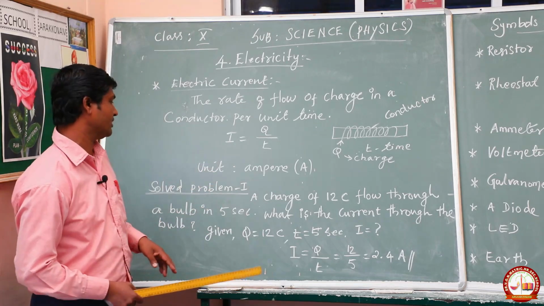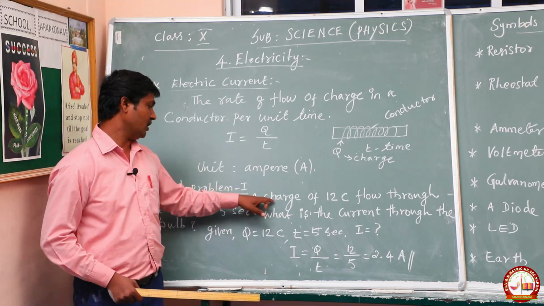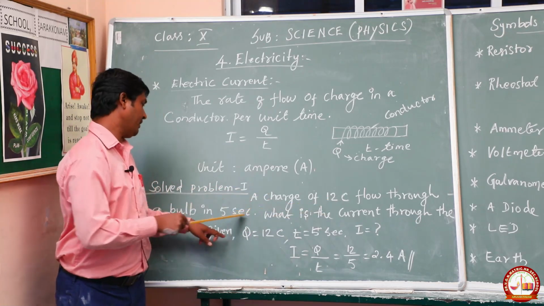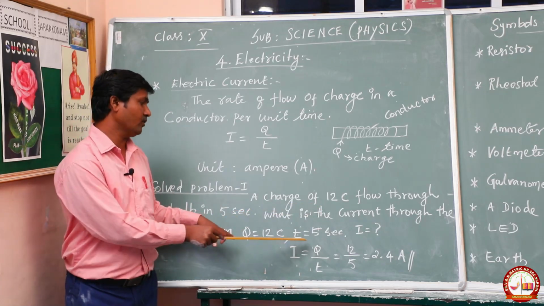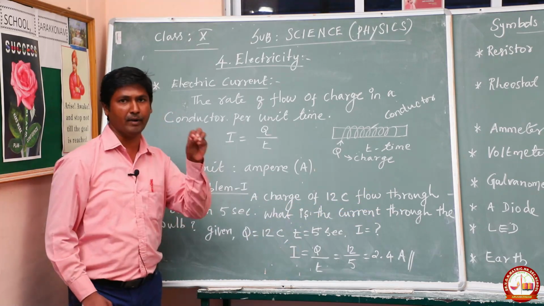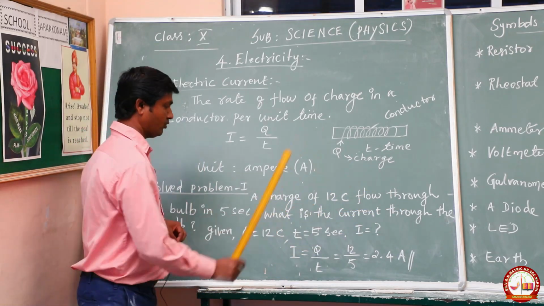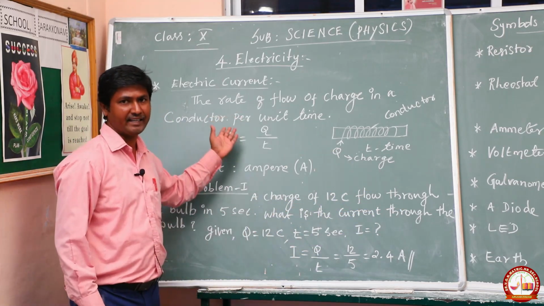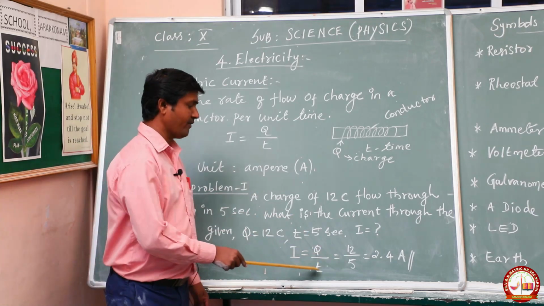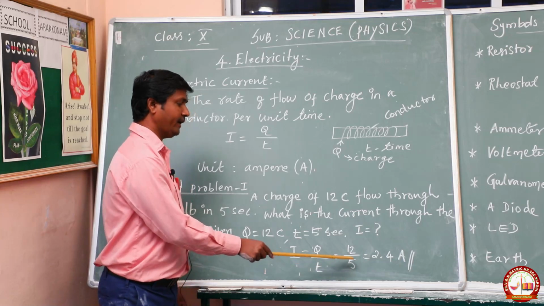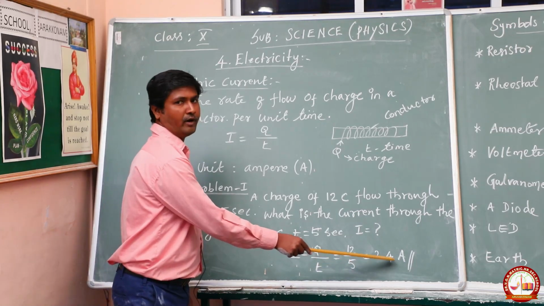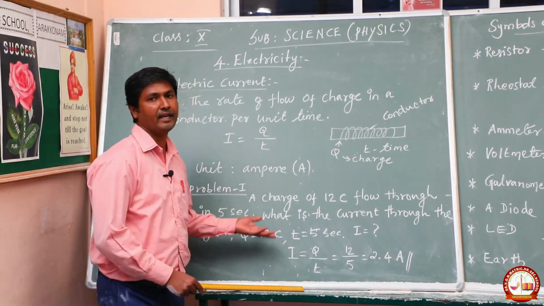First, understand the question. Charge is the symbol Q. Q is equal to 12 C and the time is 5 seconds. t is equal to 5 seconds. We have to find the current through the bulb, so I is equal to question mark. The formula of the electric current is I is equal to Q by t. Q value 12, t value 5. So divide: 5 twos are 10, remaining 2, so 2.4 ampere. This is the answer for the current value.